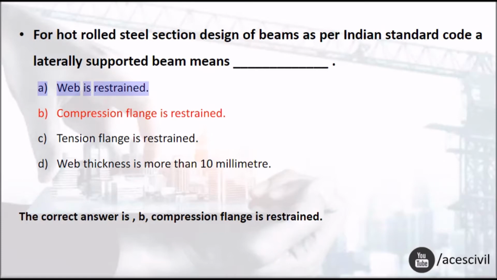A. Web is restrained. B. Compression flange is restrained. C. Tension flange is restrained. D. Web thickness is more than 10 mm. The correct answer is B. Compression flange is restrained.